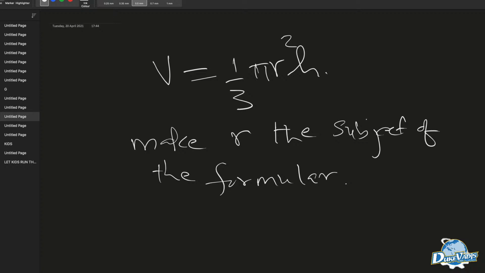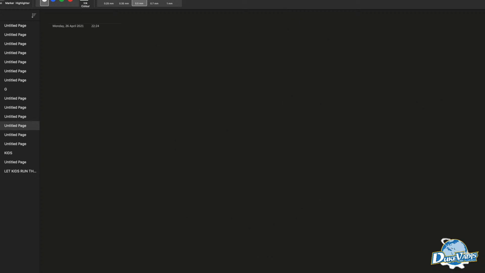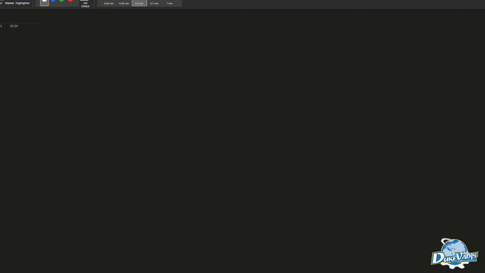So let's take it once again. We know the formula is V is equal to 1 over 3 pi r squared h. Okay, let's see how we can set the ball rolling. So V is equal to 1/3 pi r squared h.